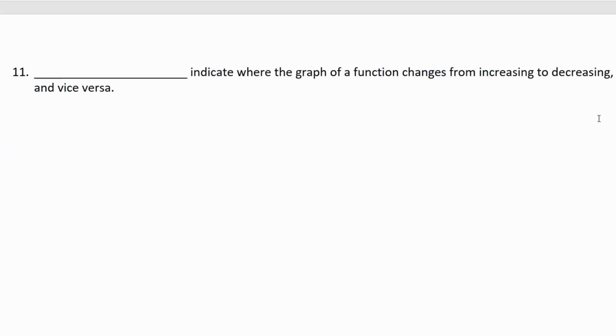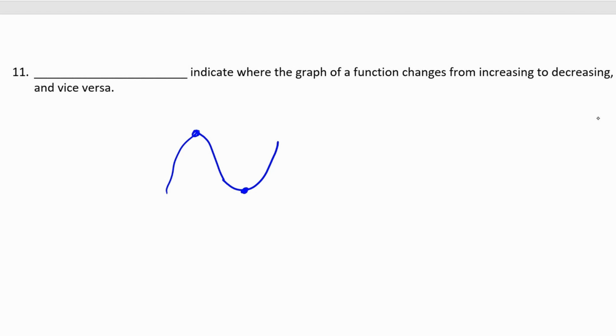All right, here, this is a definition question. We want to fill in the blank. What indicates where the graph of a function changes from increasing to decreasing and vice versa? So where a graph is changing from increasing to decreasing or vice versa, so decreasing to increasing. So what do we call those points?